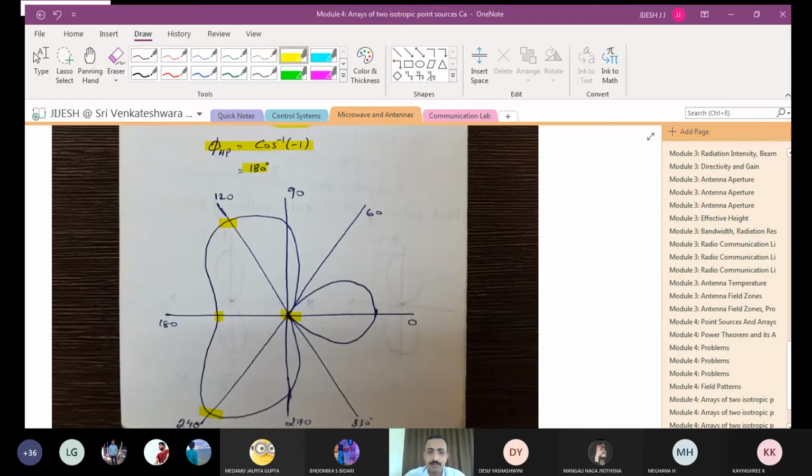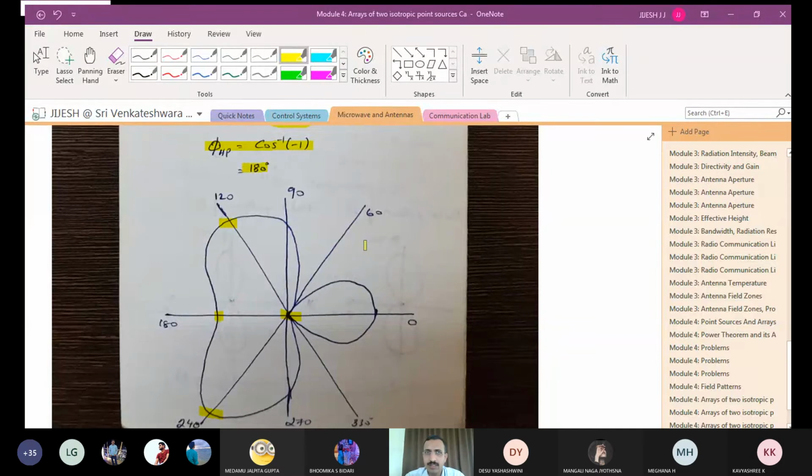This is the entire field pattern you are going to obtain in the case of two isotropic point sources. We have seen now 3 cases. Two isotropic point sources of same amplitude and same phase. The second case is two isotropic point sources of same amplitude and opposite phase, and the third case is two isotropic point sources of same amplitude but in phase quadrature. So we have understood how these patterns will be.